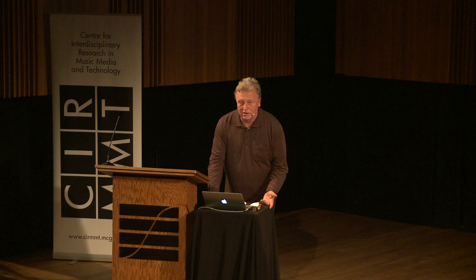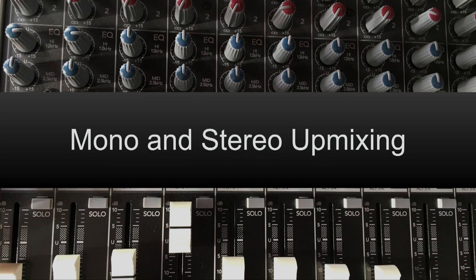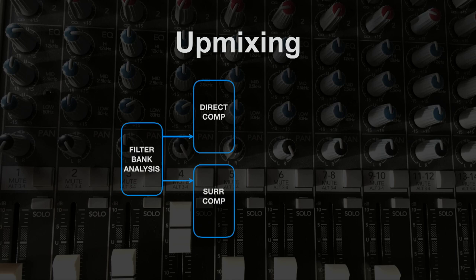Okay, so the next topic which we have been working on was mono to stereo upmixing, and even then using stereo upmixing for a higher number of channels upmixing. The upmixing process is done by splitting the input into a certain number of frequency bands. So you do a filter bank analysis, and then you try to estimate direct components and surround components out of that frequency domain representation.